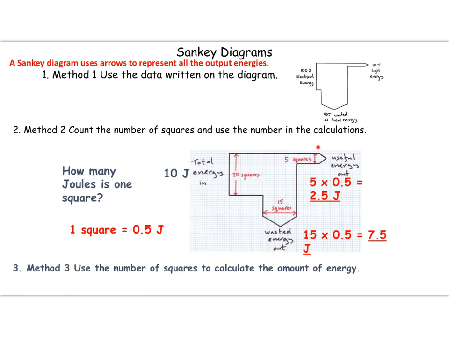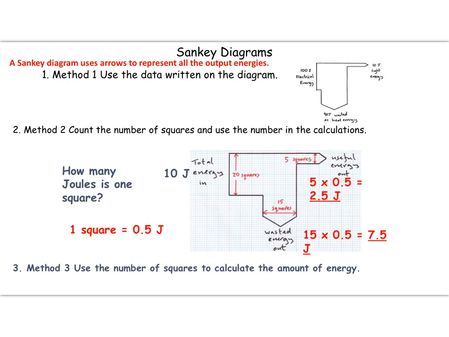We can then see that our useful output energy is worth 5 squares, and we know that each square is worth 0.5. So by doing 5 multiplied by 0.5, we can find that the useful energy output is 2.5 joules. If we wanted to work out the efficiency then, we would just need to do 2.5 divided by the original 10 to get an efficiency of 0.25.